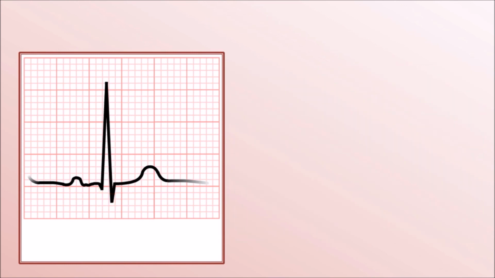Finally, there is one more component of the waveforms of which you should be familiar. The specific point where the QRS complex connects to the ST segment is known as the J point, J for junction. Identifying the J point will become important when distinguishing acute cardiac ischemia from a normal variant.